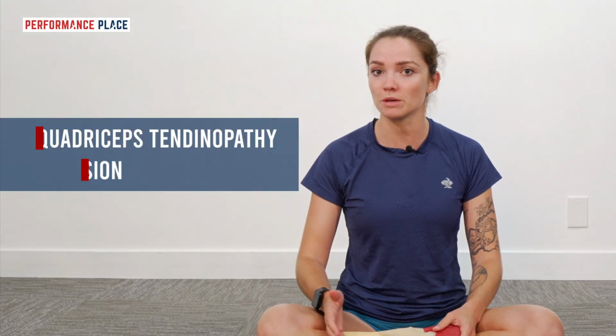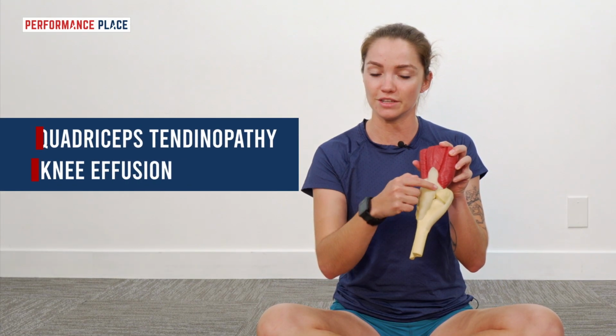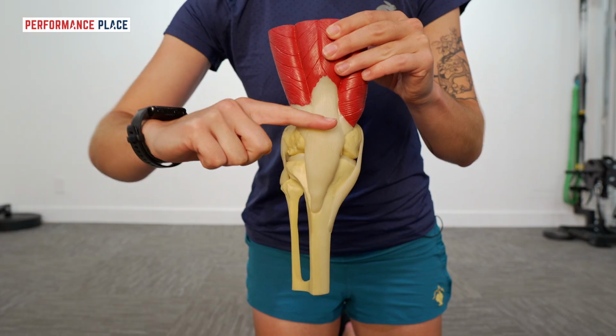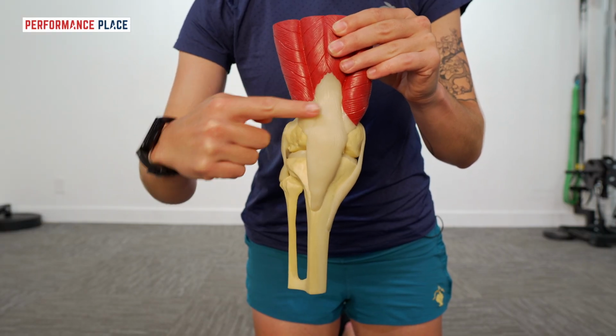We can be talking about quadriceps tendinopathy, or we could be talking about swelling in the superior recess of the knee here. And there's a way to tell the difference. So this is the area we're talking about. It's right above the kneecap, above that last hard part that you can feel towards your quadricep muscles.